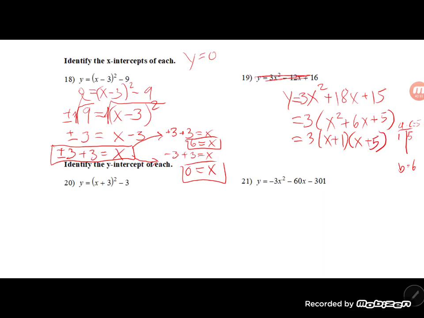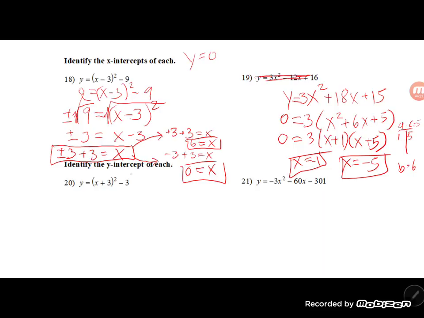Okay, so it would look like that, and remember y was set equal to 0, so now using the zero product rule, we can say that x is going to be equal to negative 1, and x is going to be equal to negative 5. Those would be our x-intercepts. Y was set equal to 0, we factored it, and we then found our x-intercepts.